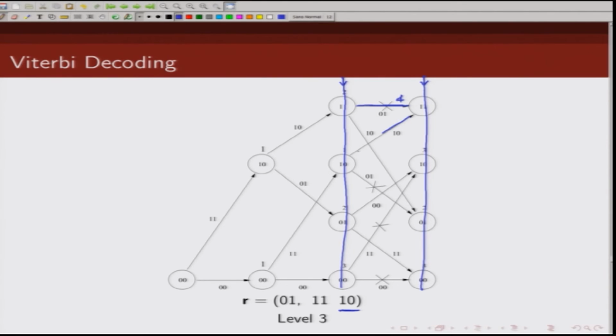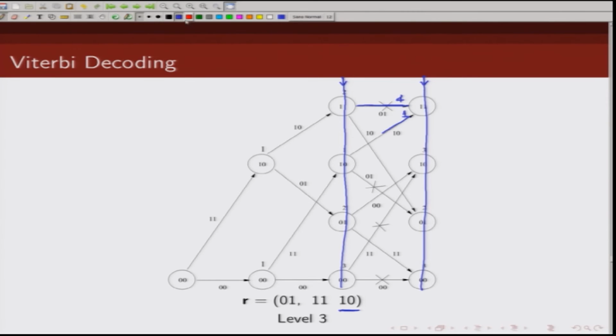Now, let us compute the path metric of this. Here the partial path metric was 1 and this was 1 0, 1 0 and 1 0, the Hamming distance is 0. So, corresponding to this, path metric is 1. Now, which one is a better path metric, 1 or 4? This one is a better path metric. Why? Because Hamming distance here is less, it is 1, whereas corresponding to this path it is 4.